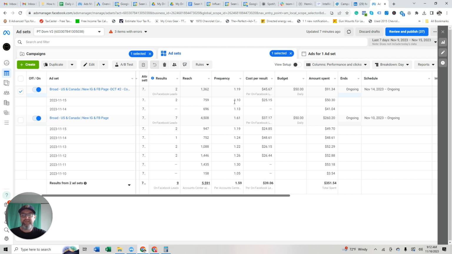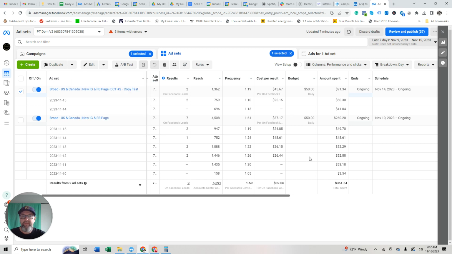The frequency is just how many times a single person gets served an ad. And you can see the copy test, which is this one right here, and I'll expand this out so you can see, is basically got a frequency of about 1.1, 1.2. For some reason, Facebook can't seem to add. But what you do is you just look at this here. What that tells you is about 11 to 12% of the people that are seeing these ads are seeing it more than once. So it's not too bad.